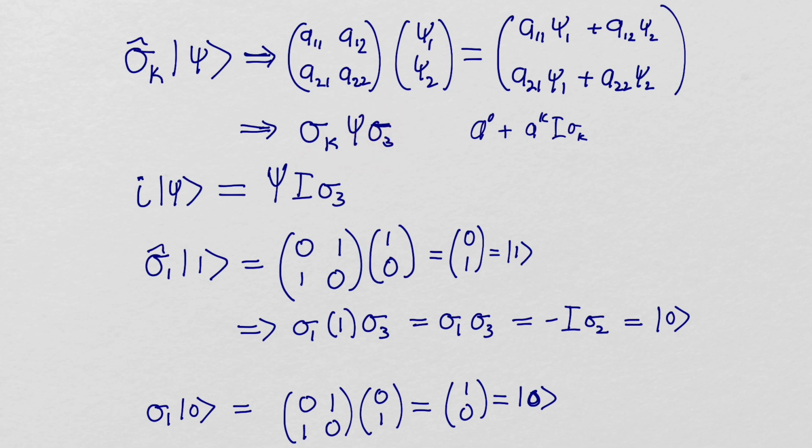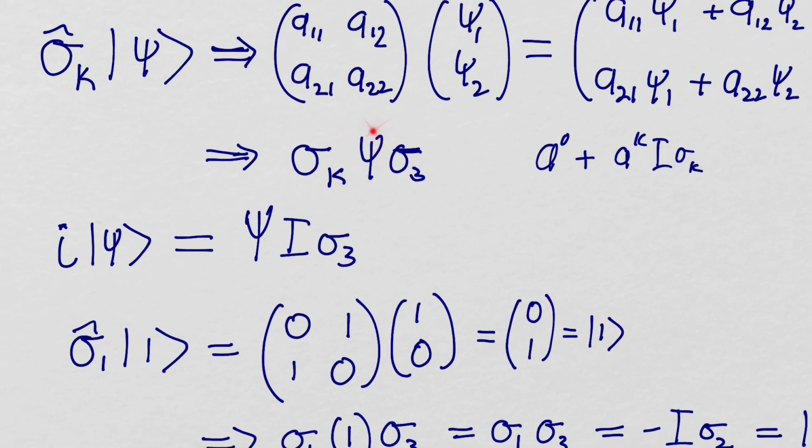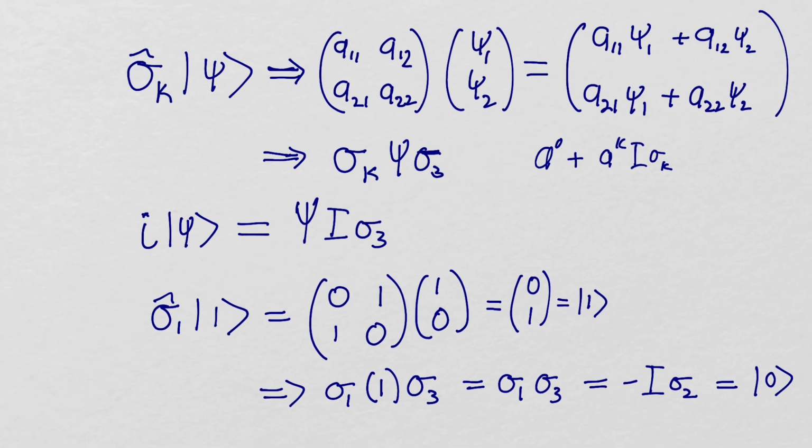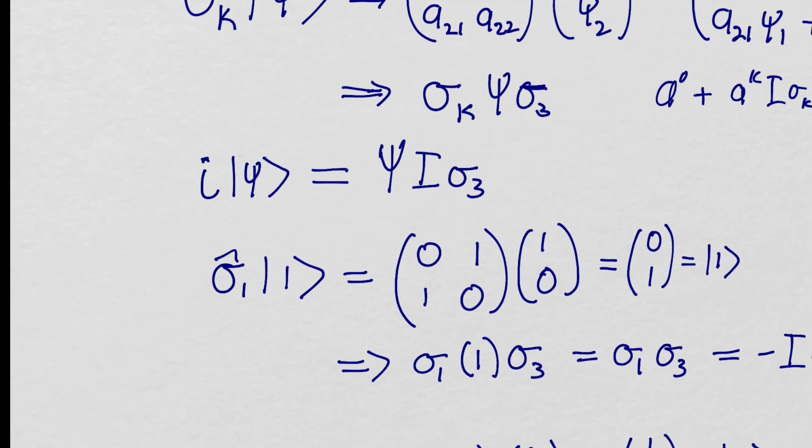So that's one rule: to operate on our geometric algebra version of a spinor, we multiply on the right by sigma 3 and on the left by the operator form. Of course, this extends by linearity to more complicated operators, which we'll show in a moment when we demonstrate the Hadamard gate.